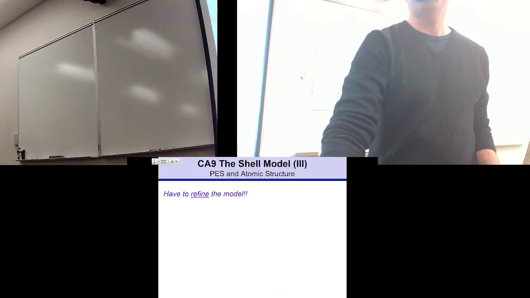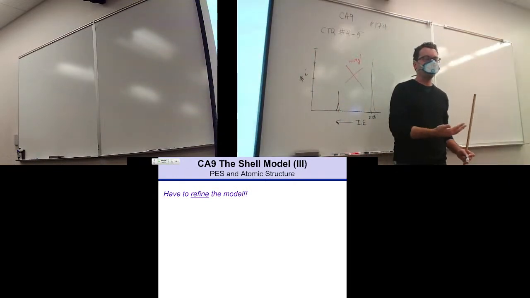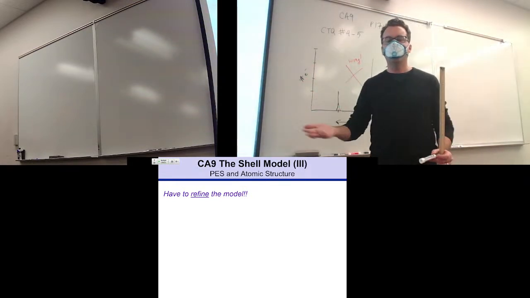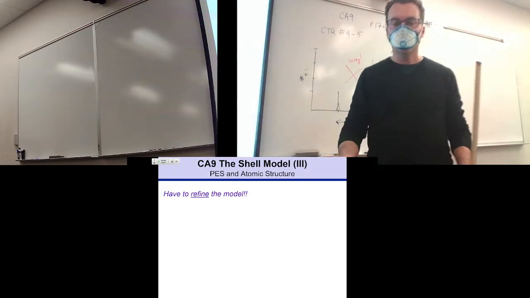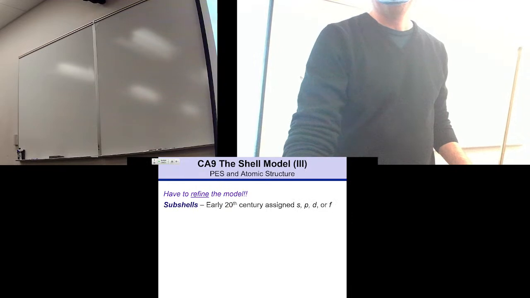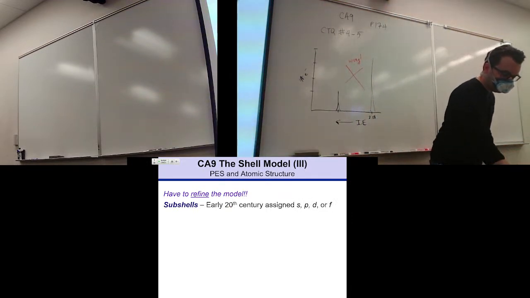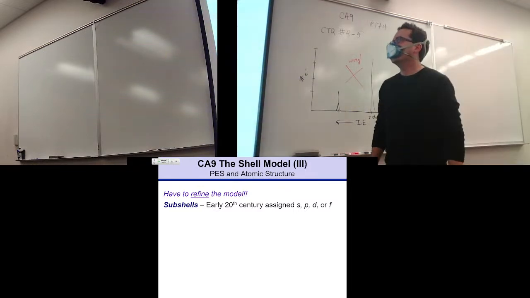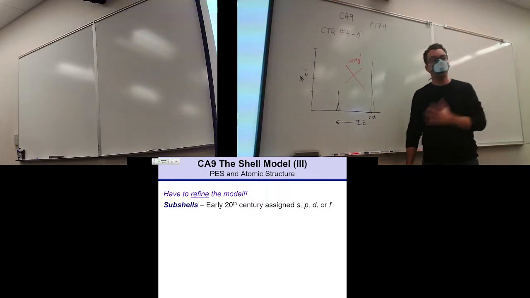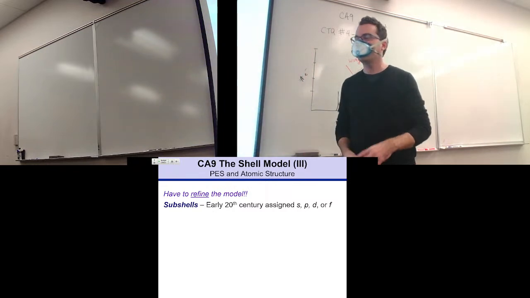So something is wrong with our basic shell model. It's worked pretty well for the basic stuff that we've done so far, but suddenly it's not fulfilling its duty. It's too simple. We need to make it a little bit better. We need to refine it. And so I'm not going to go through all the steps as to why, but scientists came up with the idea, well, these shells have subshells. The shells are broken down into smaller subshells.